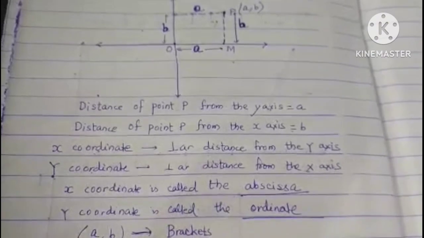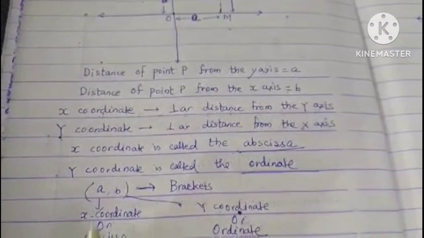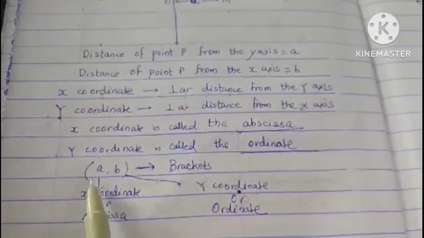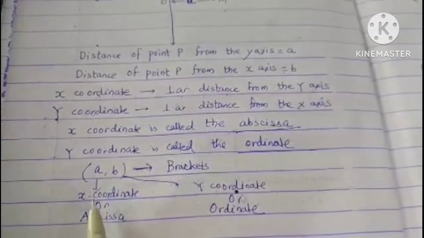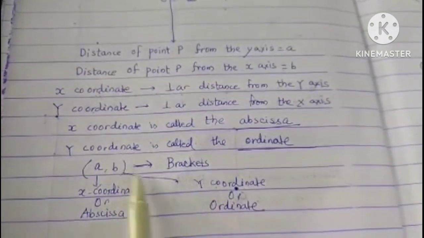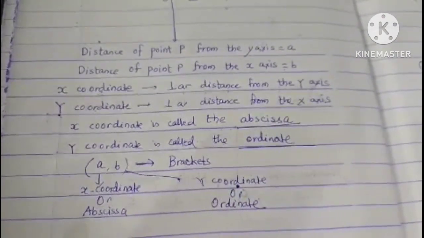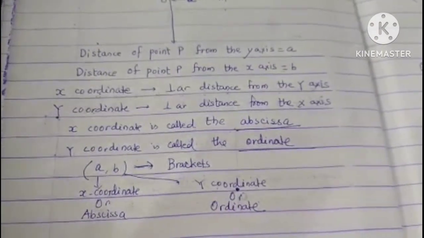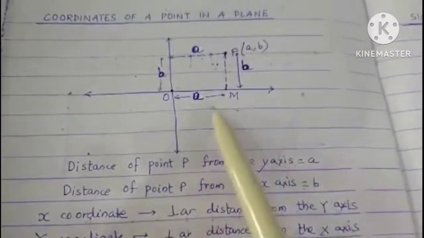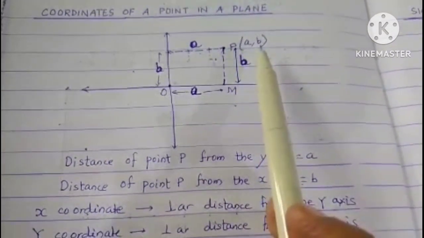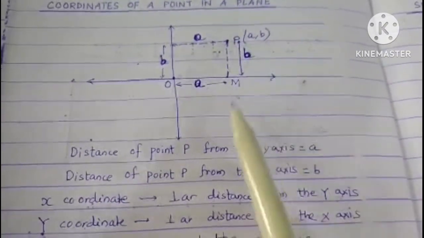Okay, just remember these things. The x coordinate will be the abscissa, and the y coordinate will be the ordinate. How do we write the coordinates of a point? We write it like A comma B in brackets. A will be the x coordinate and B will be the y coordinate, like A is abscissa and B is ordinate. Later on we will see the sign conventions. For the time being, this is point P, and the coordinates of point P are A, B. A is abscissa, B is ordinate.